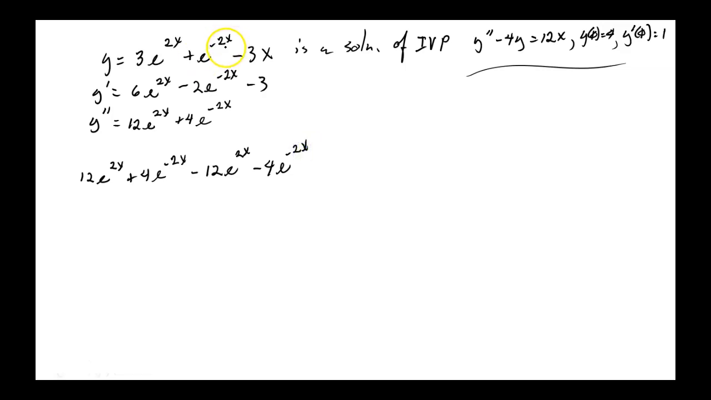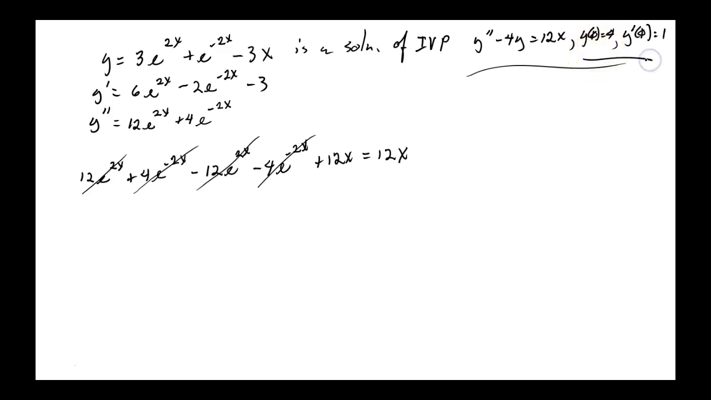And then minus 4 times minus 3x would be plus 12x, equal 12x. Okay? I believe that's going to bounce out pretty well. 12 e to the 2x minus 12 e to the 2x goes to 0. 4 e to the minus 2x minus 4 e to the minus 2x goes to 0. And 12x is equal to 12x. Okay?